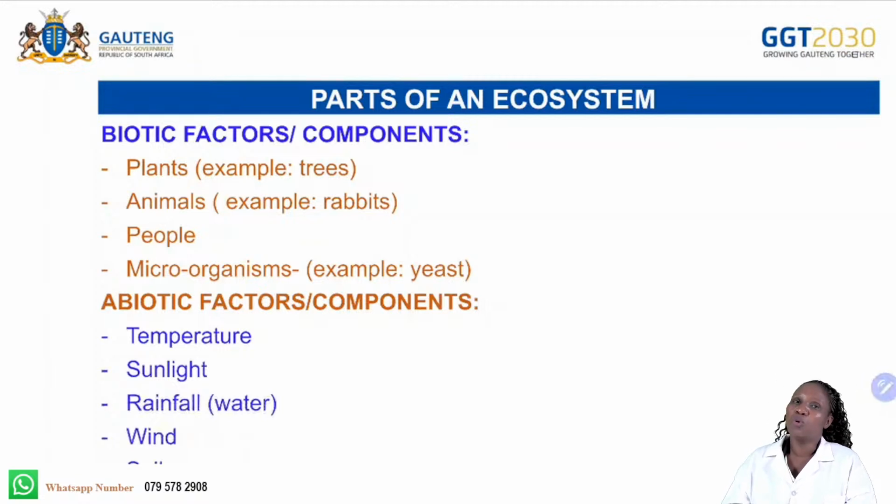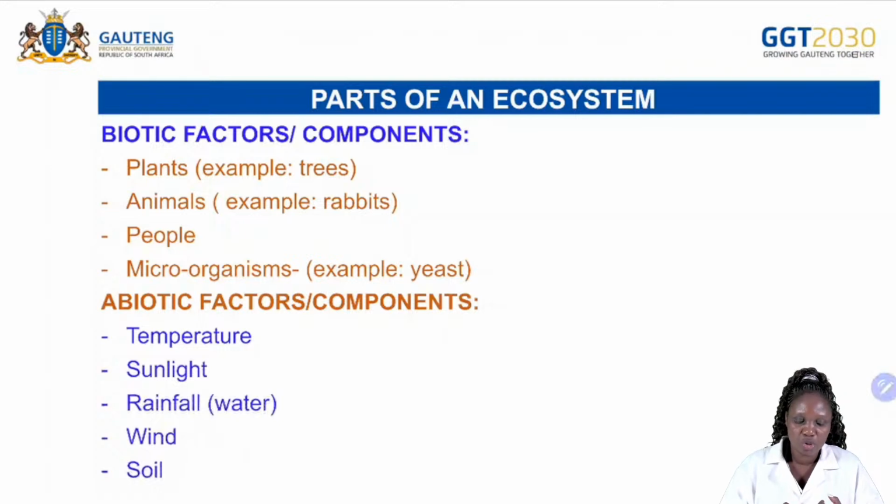All right. When we said abiotic factors, these are non-living things. All these non-living things are going to influence which animals can survive in those ecosystems. We've got the abiotic, which is the wind, the soil, the rainfall, the sunlight, and temperature.